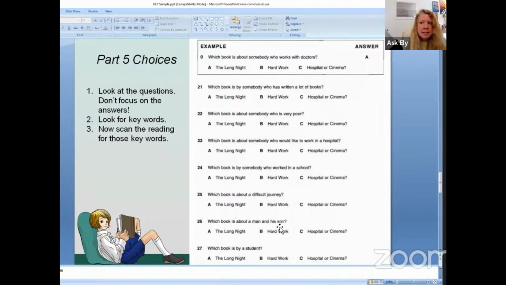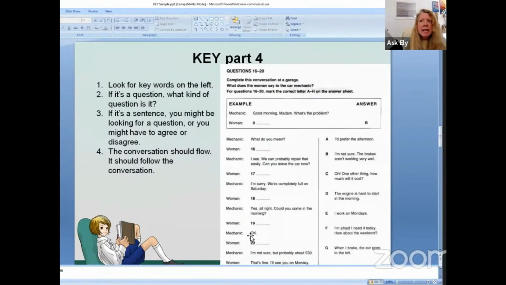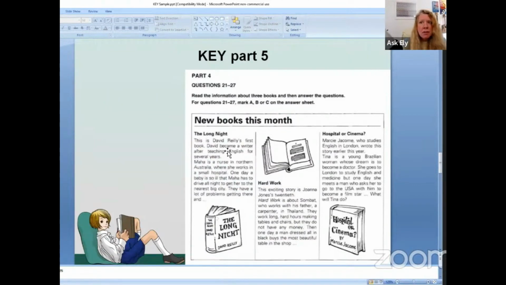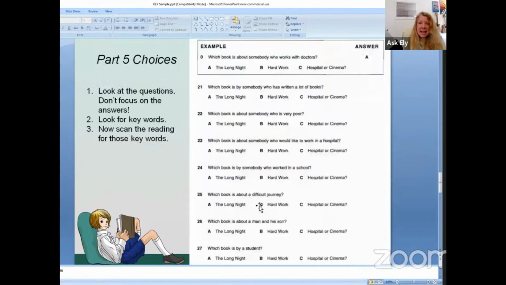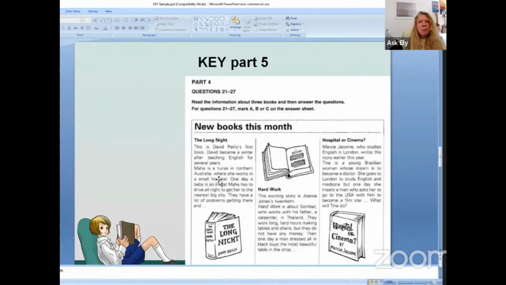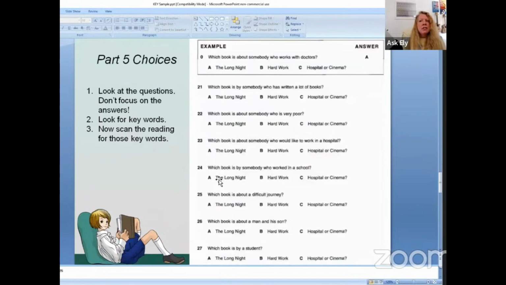a man and his son. Which one is by a student, right? Those are the key words. Go back and skim, skim, skim. Look for those key words. Skim, skim, skim. Look for those key words. Okay? And that's how you would pass this part. After you're done skimming, you should have plenty of time to go back and read each one and check your answers. You should have plenty of time.